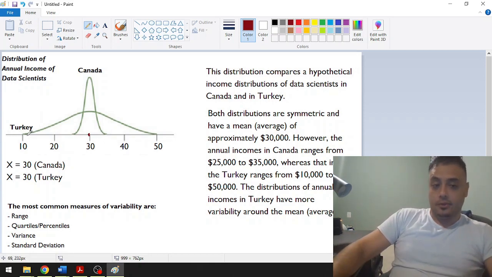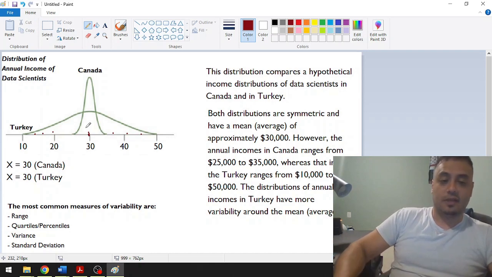However, if you do the same thing in Turkey, you're very likely to get an answer around 10,000 or 20,000, say 12,000, or 40,000, or 45,000, or 35,000. Or maybe 30,000. There will be some numbers very close to the mean, but you're more likely to find those data points scattered far from the mean as opposed to close to the mean or the average.